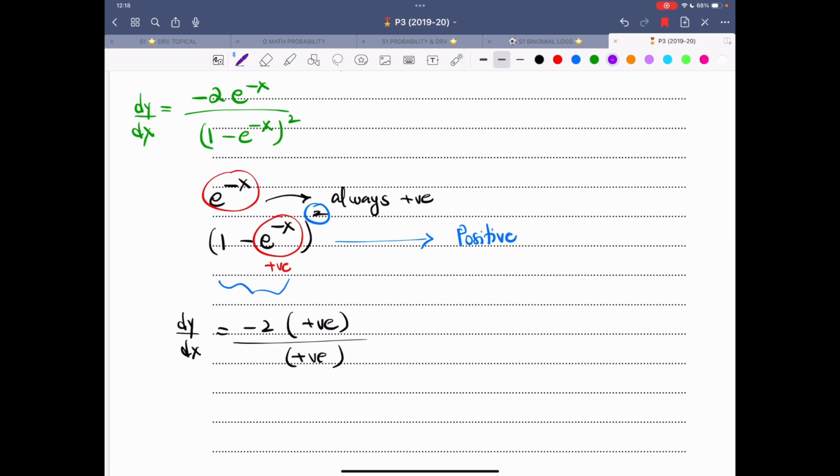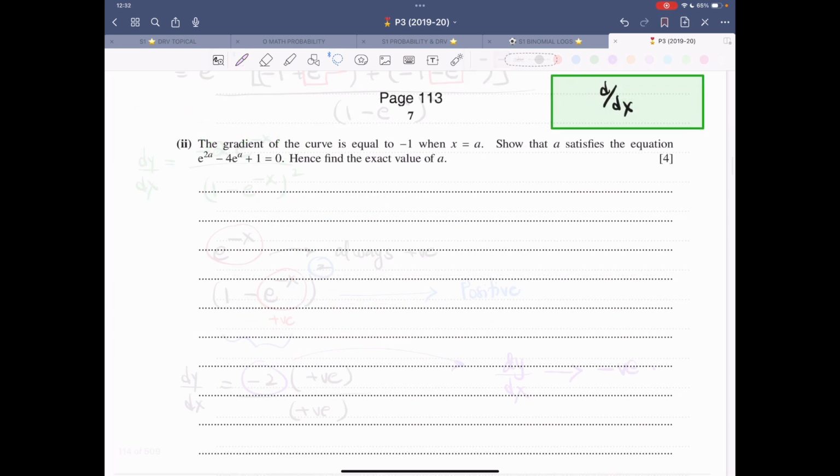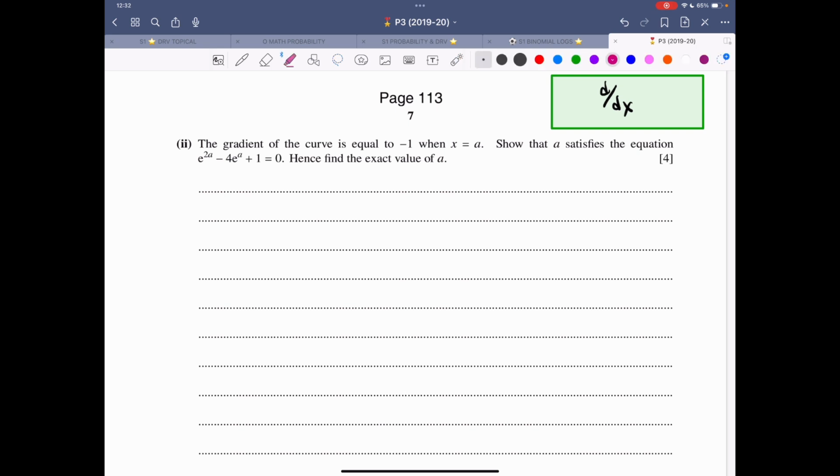Now what is happening because of the minus sign? Because of the negative sign, whatever is the value of x for positive values, dy by dx is always going to be negative. So now we are on the second part. And now the question says, let me start underlining it. The gradient of the curve is equal to -1 when x is equal to a. Show that a satisfies this equation. Hence find the exact value of a, for 4 marks.